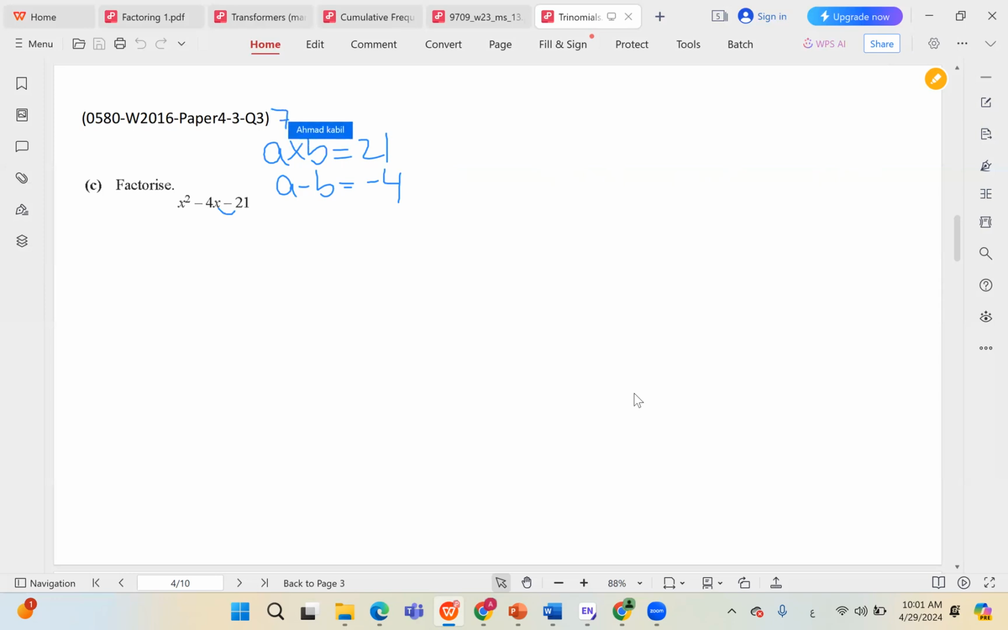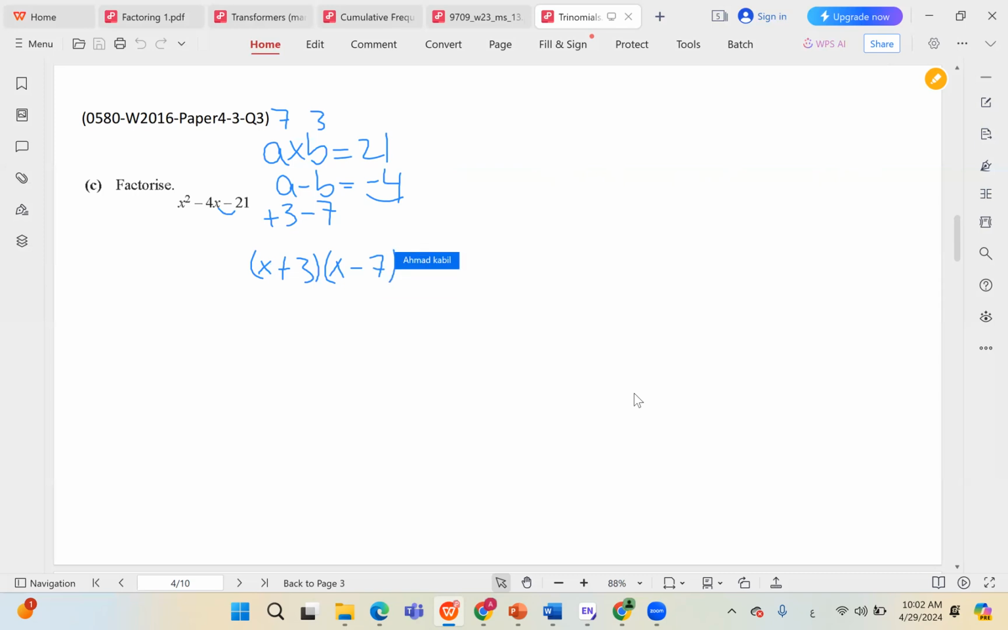This makes sense mentally because 7 times 3 equals 21. And here we will put 3 minus 7 because we want negative 4. So therefore, we have positive 3 and negative 7. So x plus 3 and x minus 7. This is the way to do it mentally.